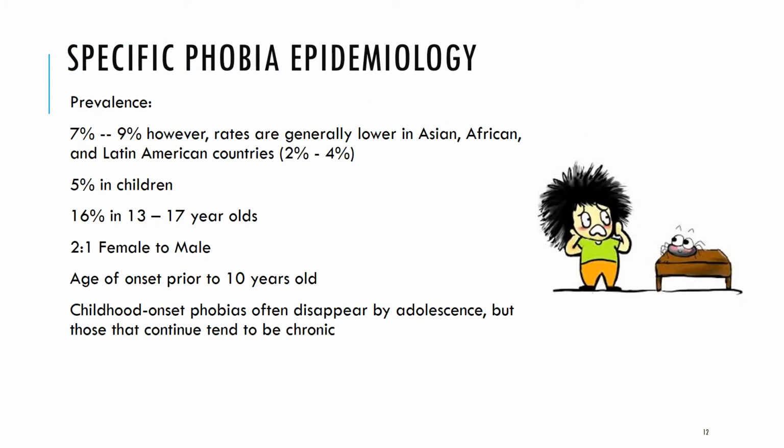Here's the epidemiology of specific phobia. So the prevalence rate is 7% to 9%. However, rates are generally lower in Asian, African, and Latin American countries. So why do you think that is? Maybe take a moment to kind of jot that down. Why do you think that the prevalence rates are lower in Asian, African, and Latin American countries? 2 to 4%.